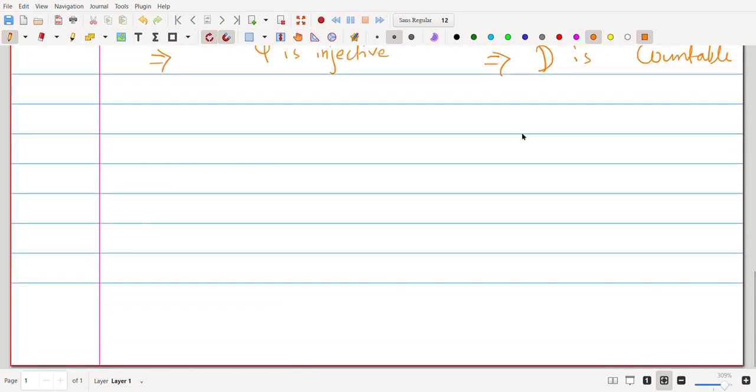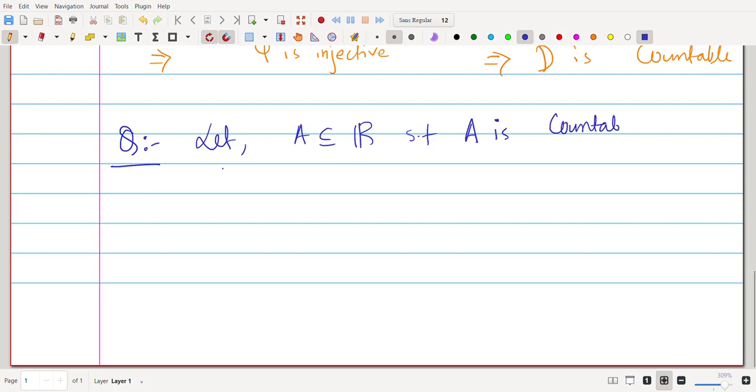Okay, now come to a different question. Let A be a subset of the real numbers such that A is countable. I'm asking about the converse. This same question is asked in most of the important exams like DIFR, NBHM, and also in many interviews, even in my case, in some interviews, this type of question was asked. So let A be a subset of R such that A is countable.